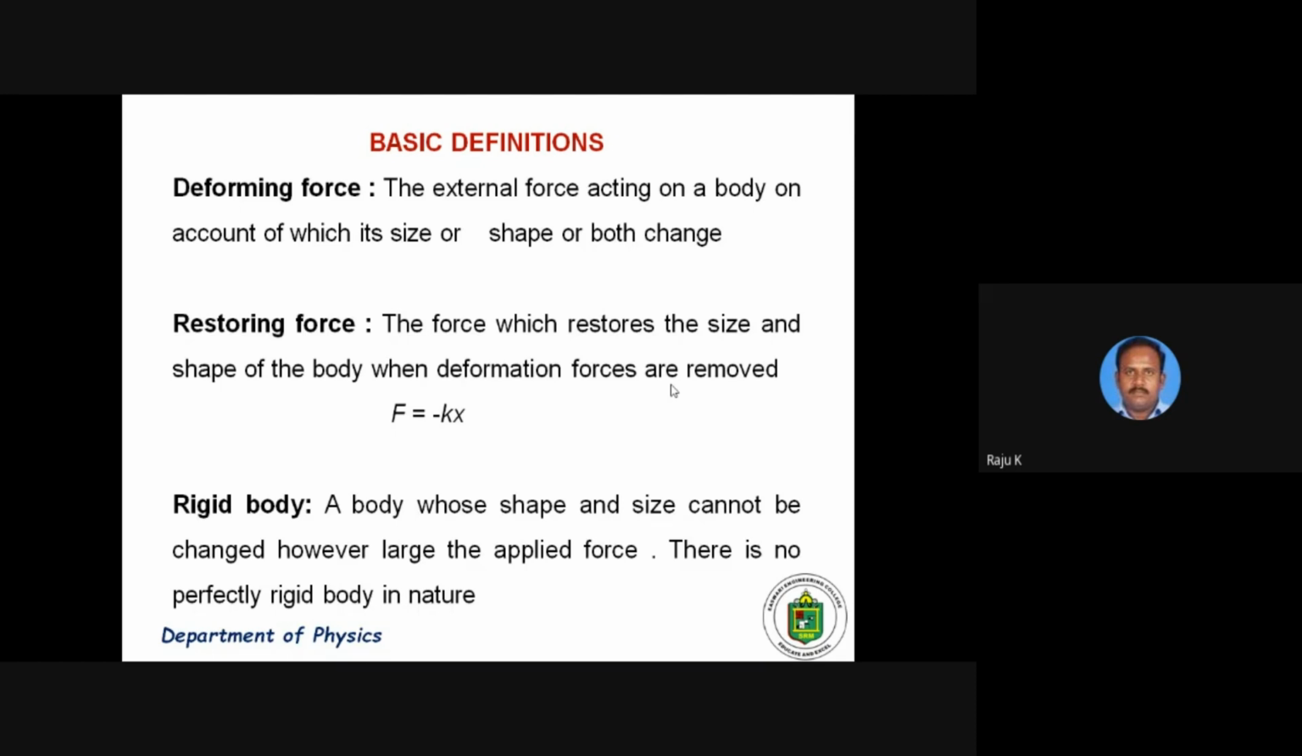The change may be some negligible amount. Am I right? There will be some change within it, but that will be in a negligible amount. So generally the rigid body is defined as a body whose shape and size cannot be changed, even by the application of an external force, even though it is said to be a large force.